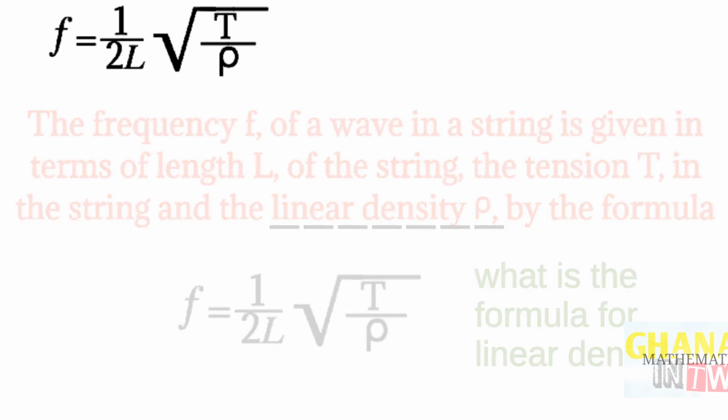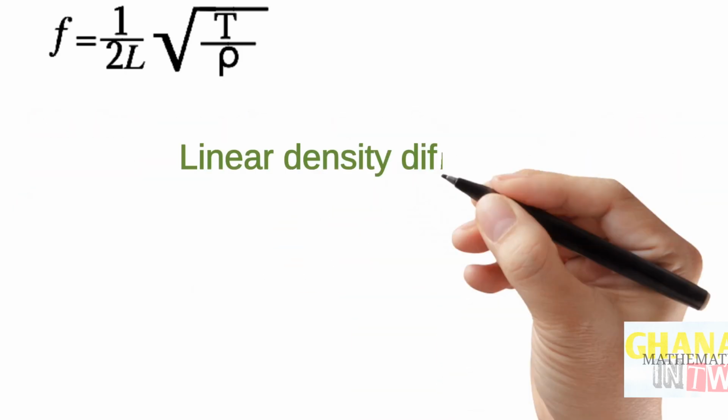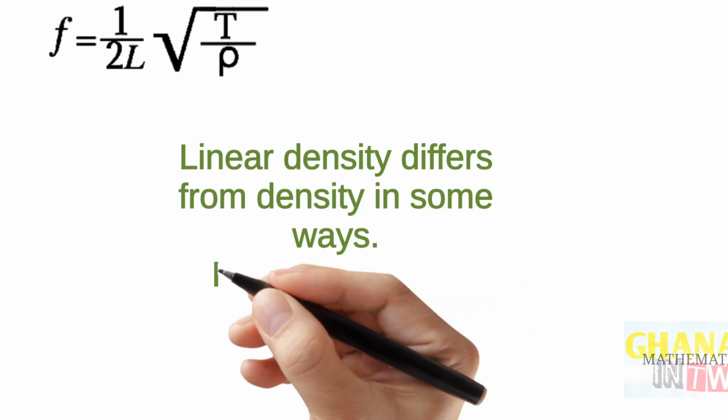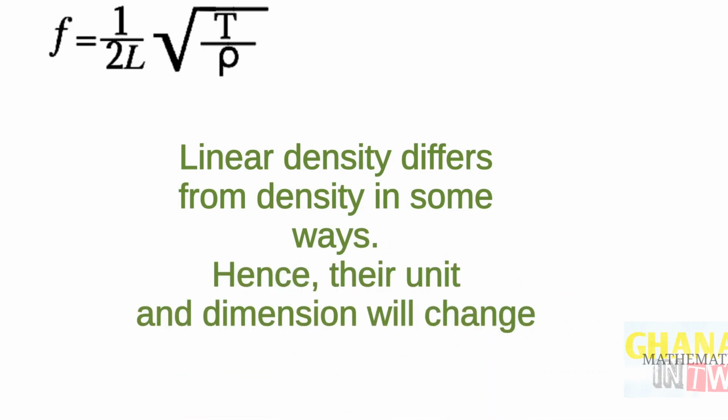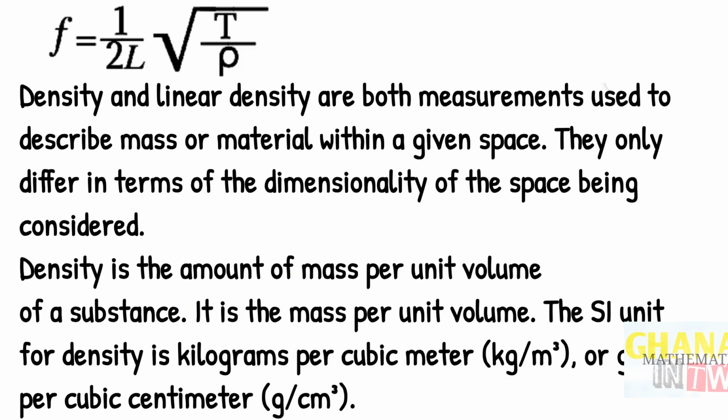Linear density is different from density. Linear density differs from density in some ways. Hence, their units and dimension will change. Before you understand, let's first explain density. Density and linear density are both measurements used to describe mass or material within a given space. They only differ in terms of dimensionality of the space being considered.